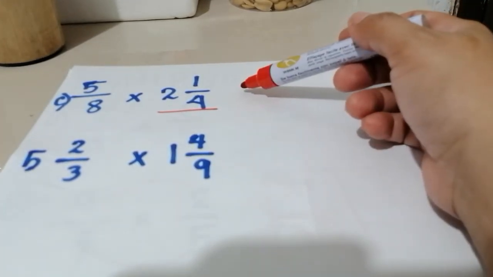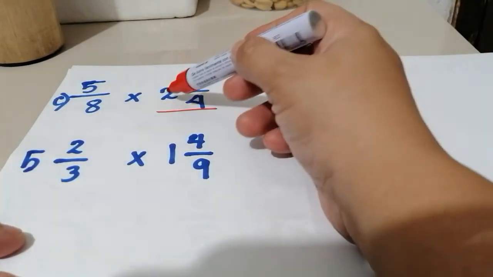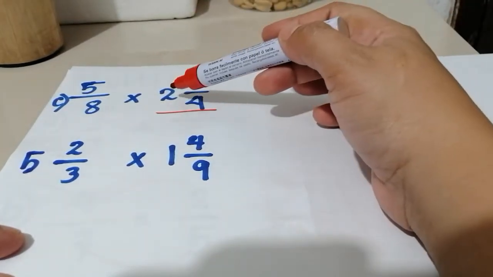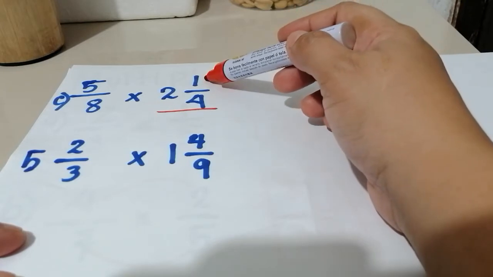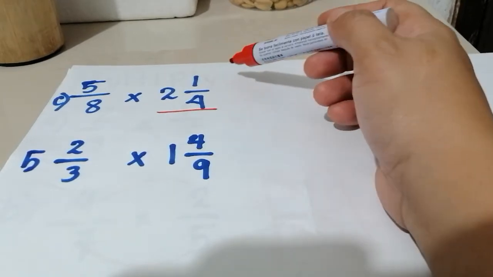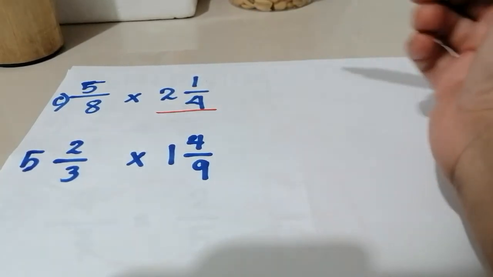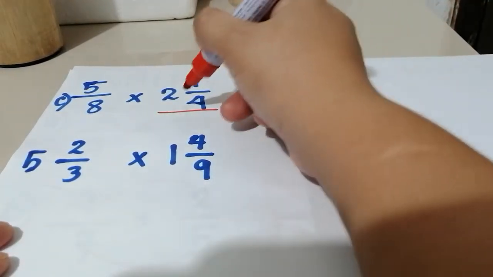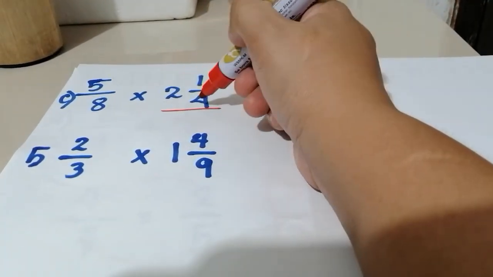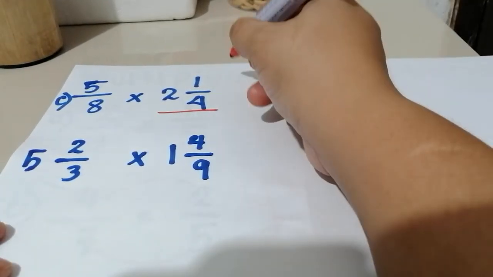So, how are you going to do that again? Dapat naalala nyo pa how to make mixed numbers into improper, and that is by multiplying the whole number to the denominator and then adding the numerator. Okay, that will be the new numerator, tapos kokopyahin lang natin yung denominator. Yun ang pag-change ng mixed to improper. Okay, so doing that, we can change this as 2 times 4, that will be 8 plus 1, so 9.